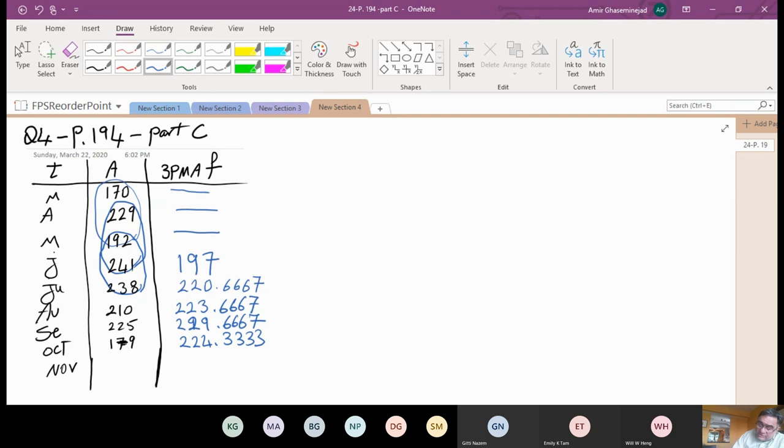And now I have a question. If we had used three-period moving average, was the forecast for July correct? No, it won't be, because at the end of June, we predicted 220 for July, but 238 happened. Was our forecast for August good?